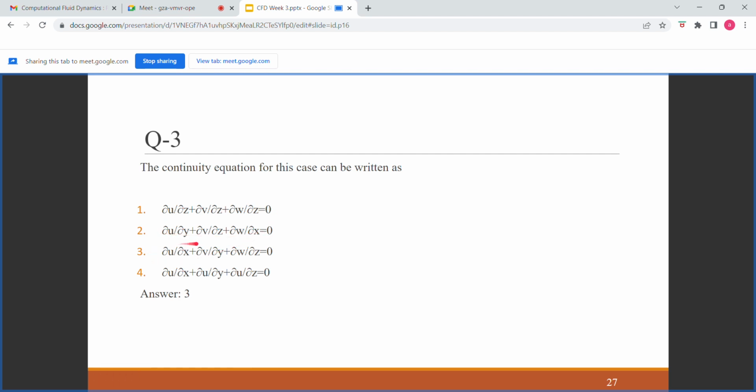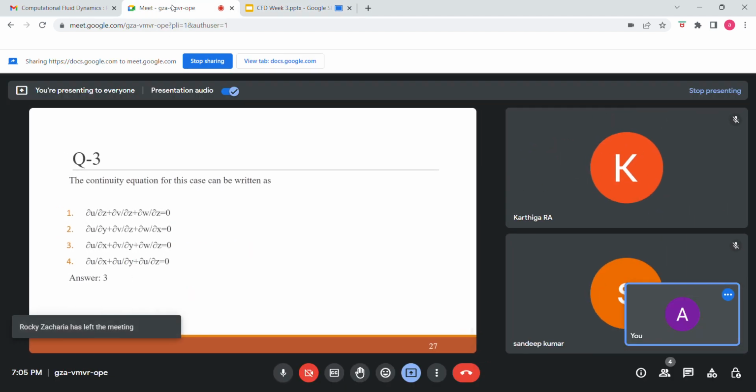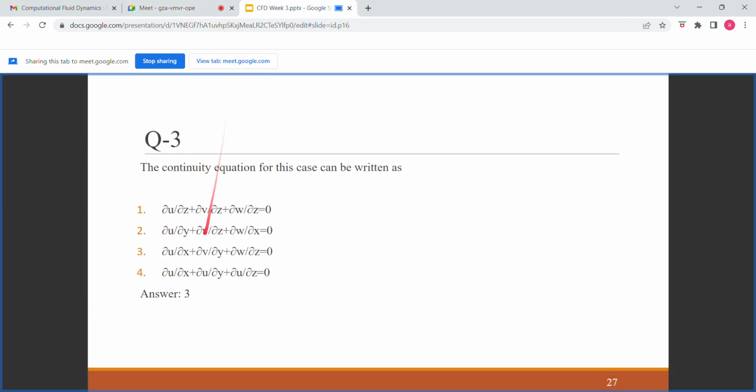In option 3 it is given dou u by dou x plus dou v by dou y plus dou w by dou z is equal to 0. So this is the continuity equation that we are using in this. And option 4 is dou u by dou x plus dou u by dou y plus dou u by dou z. It is not the same velocity in all three directions, so this is also false. So the answer to this question is option 3, that is dou u by dou x plus dou v by dou y plus dou w by dou z is equal to 0.